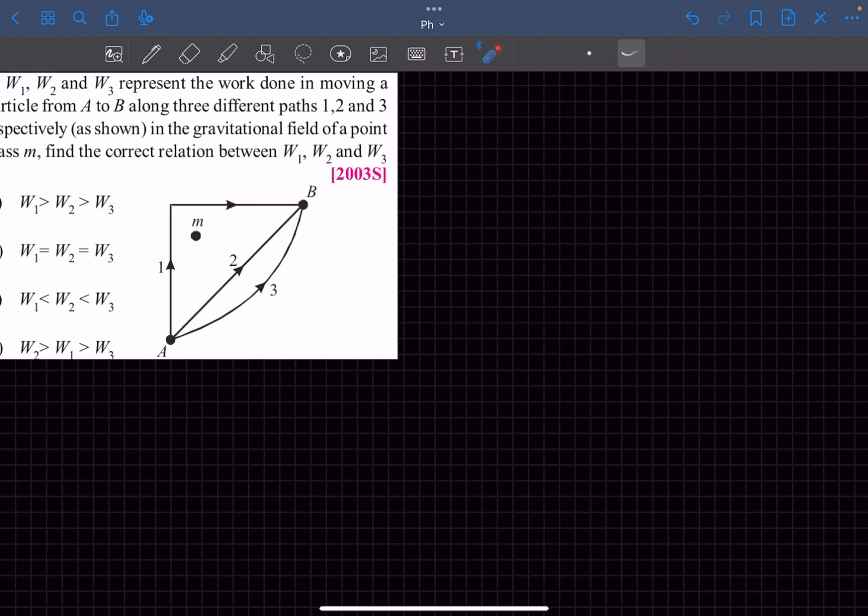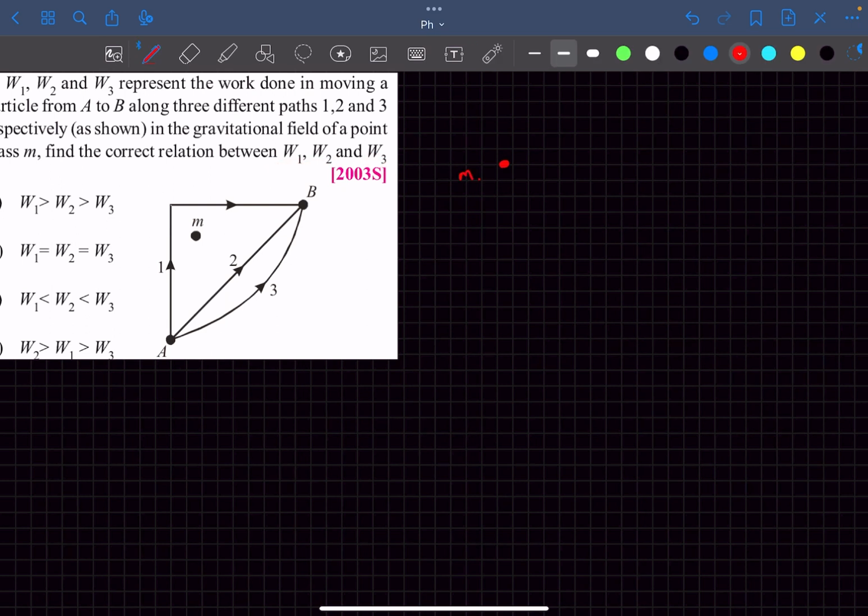Moving on to the next problem. This question says that W1, W2, W3 are the work done in moving a particle from point A to point B along 3 different paths in the gravitational field of a point mass m. So we have to find the correct relation between W1, W2 and W3.